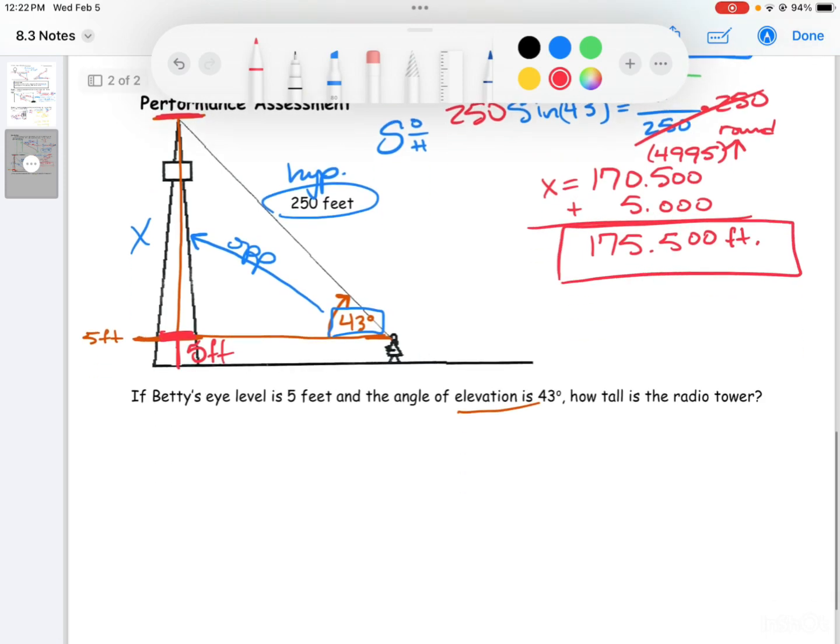The end. All right, hopefully this helped. Remember, the angle of elevation is always between the horizontal and the line of sight, and if it's looking up, it's going to be an angle of elevation. If they're looking down, it'll be an angle of depression.